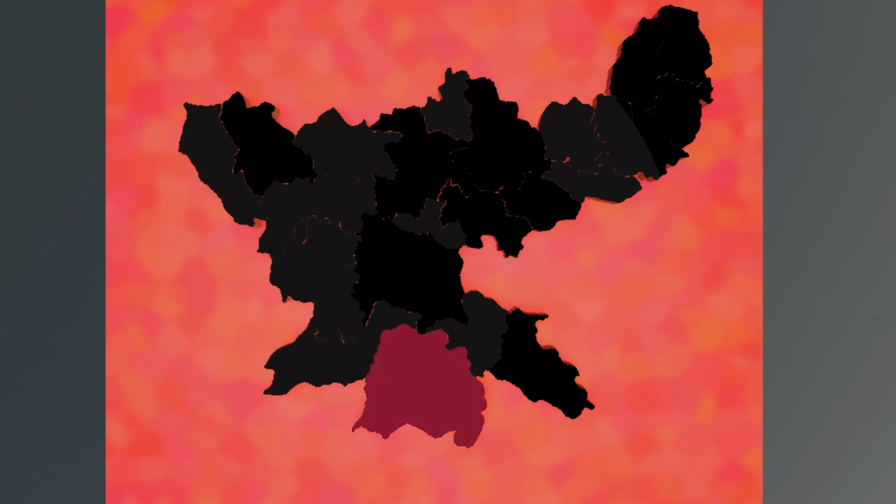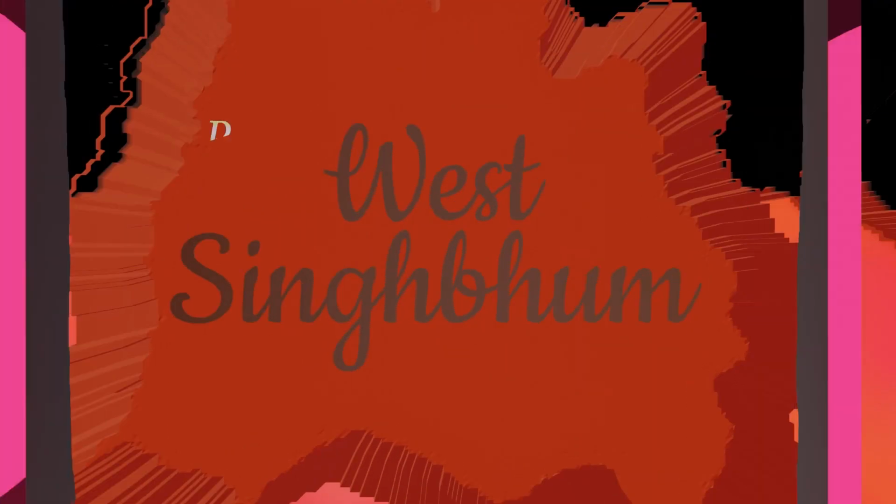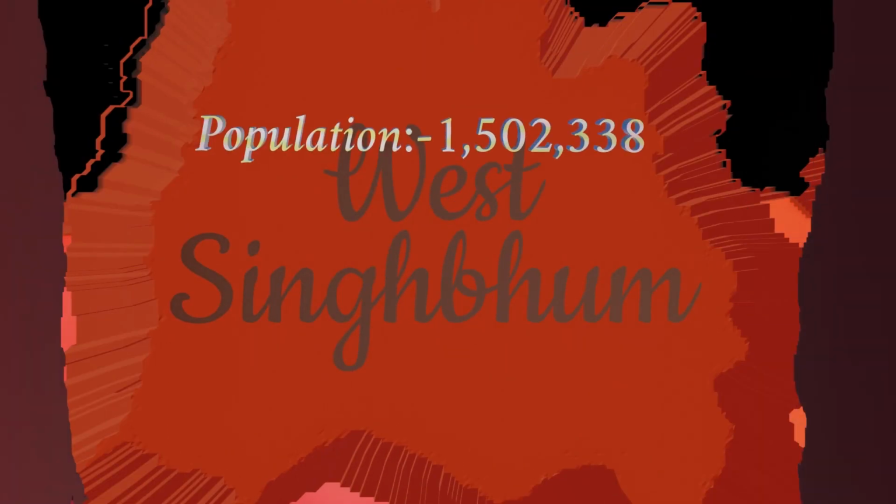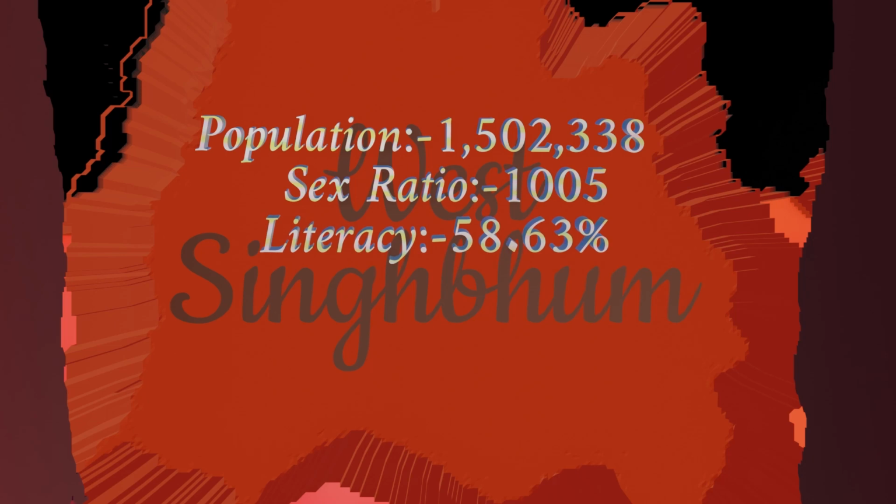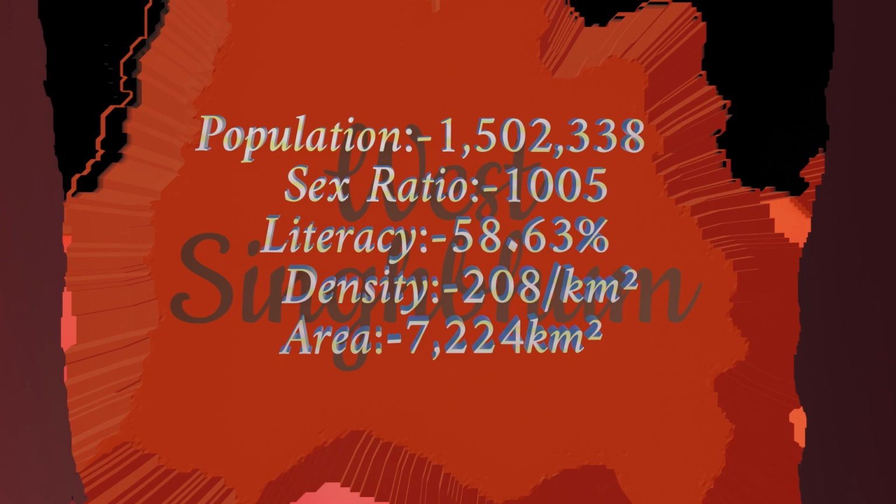Now let us move to West Singhbhum. Population of West Singhbhum is 1,502,338. Sex ratio is 1,005. Literacy rate is 58.63%. Density is 208 per kilometer square. Area is 7,224 kilometer square. Constituencies are 5.